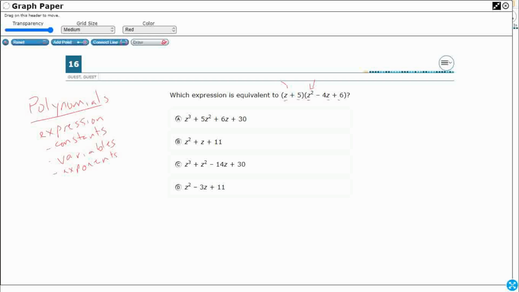This one right here is actually called a binomial. That prefix bi meaning 2. So I've got 2 terms. And this one right here is actually called a trinomial because it's got 3. Tri meaning 3. All right, so how do we multiply these things? Well, all of this kind of comes underneath the distributive property.